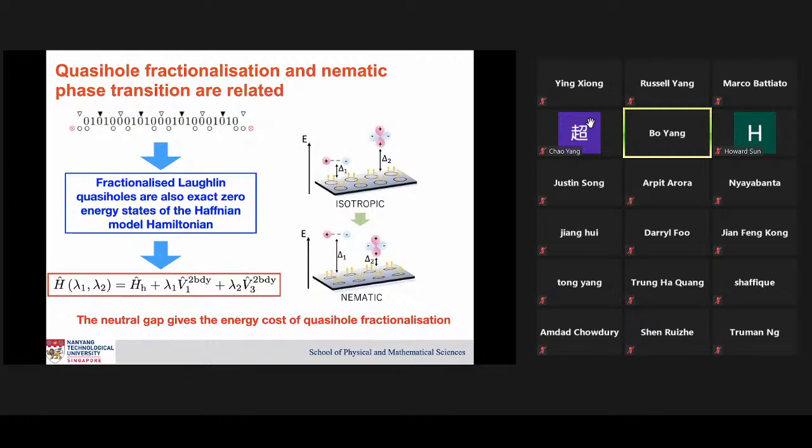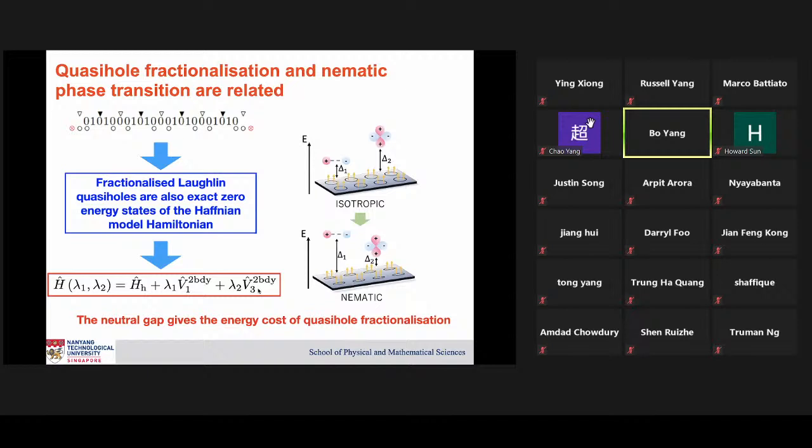Because we also realize the same model Hamiltonian, based on our understanding of these wave functions, is also the model Hamiltonian in describing the fractionalization of the Laughlin quasi-hole, the two competing energy scales, right? One is binding them together, one is trying to separate them. By tuning these two Hamiltonian components, you can model this type of transition.